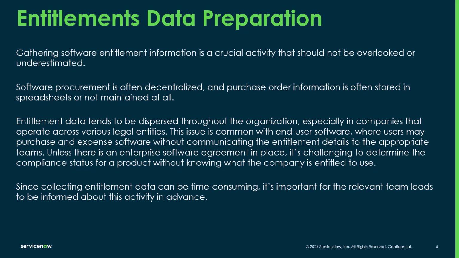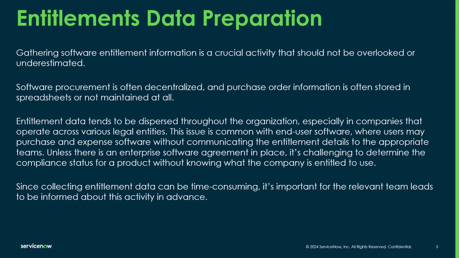Gathering entitlement information is a really critical activity that shouldn't be overlooked or underestimated. In most organizations, procurement is often decentralized. Purchase order information is really hard to find. It's stored in spreadsheets, or it's not maintained at all, or it's maintained by different departments. Entitlement data is usually spread across the organization, especially in companies that have different legal entities or multiple subsidiaries. It's really common to have entitlement information for user software spread everywhere.